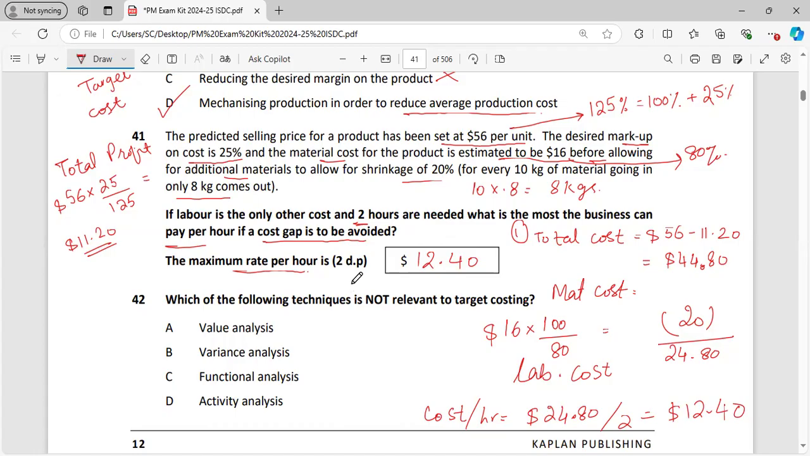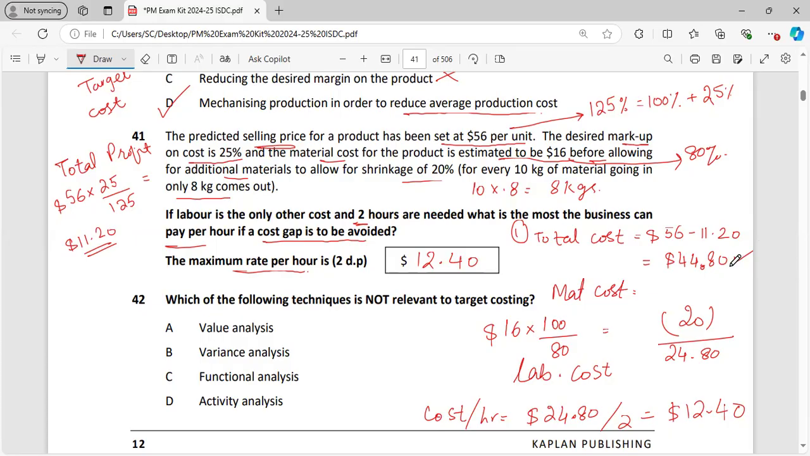Can you explain it again? Yes. We are required to calculate the maximum rate per hour. But it is not possible for us to calculate the maximum rate per hour directly. Why? Because we are not provided with the labor cost. What we are provided with is the selling price, which includes 25% markup. So first of all, we eliminated the proportion of markup from the selling price of 56 and calculated total cost.